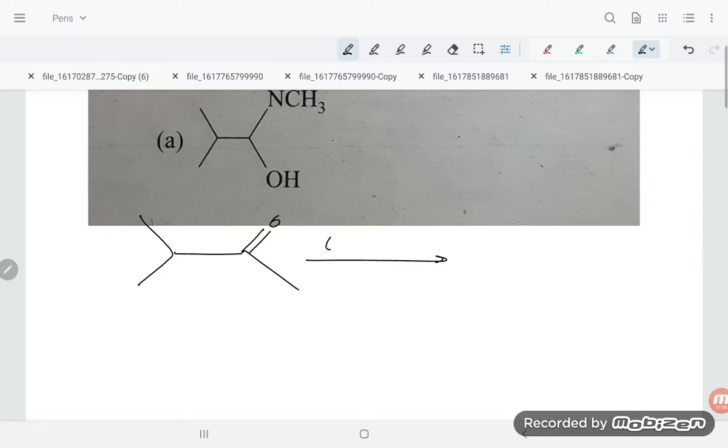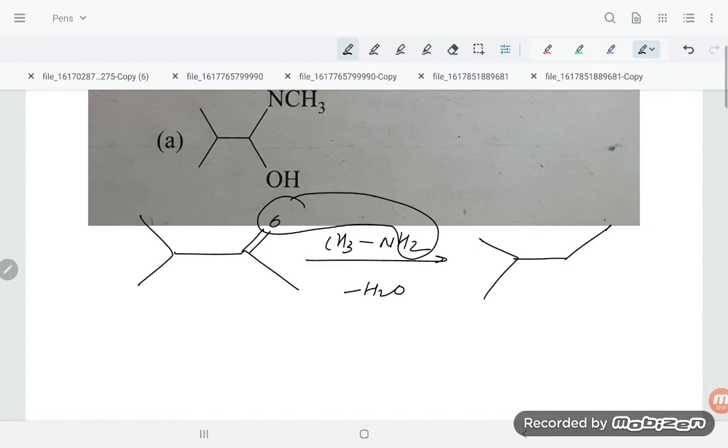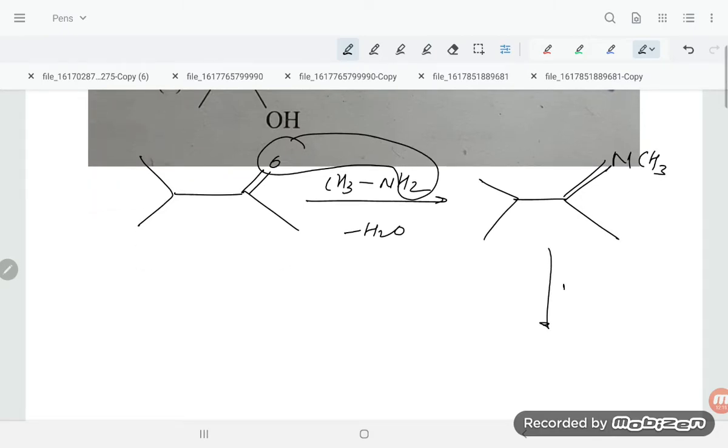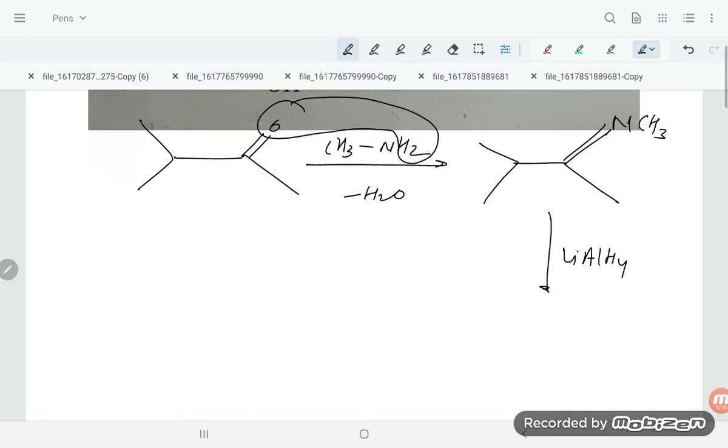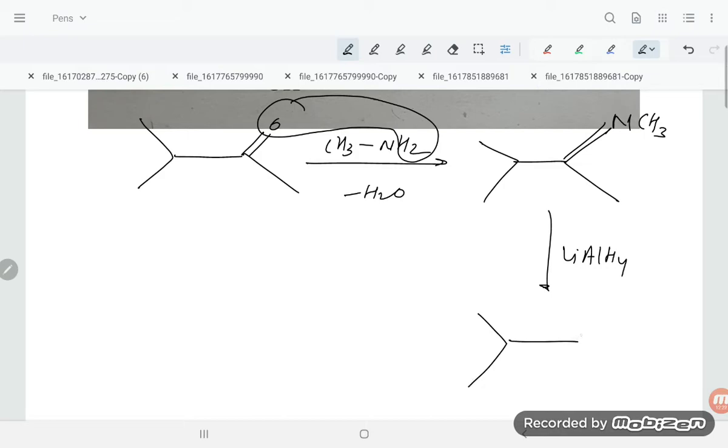If you are treating with CH3NH2, the water will be lost, so it will be minus H2O. Let us see what compound is going to be formed. Here will be a double bond to N, CH3, and here is the methyl group. Now again you are treating with LiAlH4, lithium aluminum hydride. So it will become a single bond, and here will be NH, CH3, that is NHCH3.